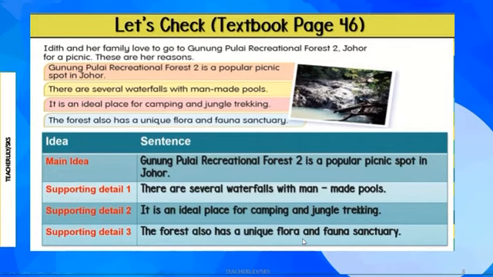Always remember in your mind, class, the first sentence is always the main idea. Or when you see the name of something, the place or anything that the author wants you to know about, it normally has a name, okay? Like this, Gunung Pulai Recreational Forest 2. This is the name of a place. So the author wants you to know about this place. So this is the main idea for this passage.